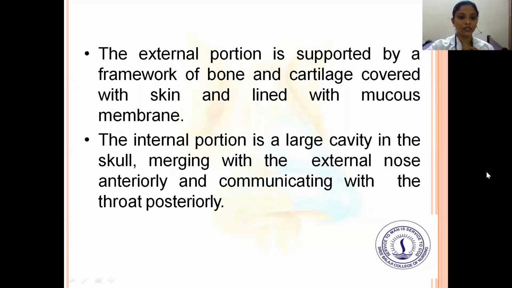The external portion is surrounded by a framework of bone and cartilage covered with skin and lined with mucous membrane. The internal portion is a large cavity in the skull, merging with the external nose anteriorly and communicating with the throat posteriorly.